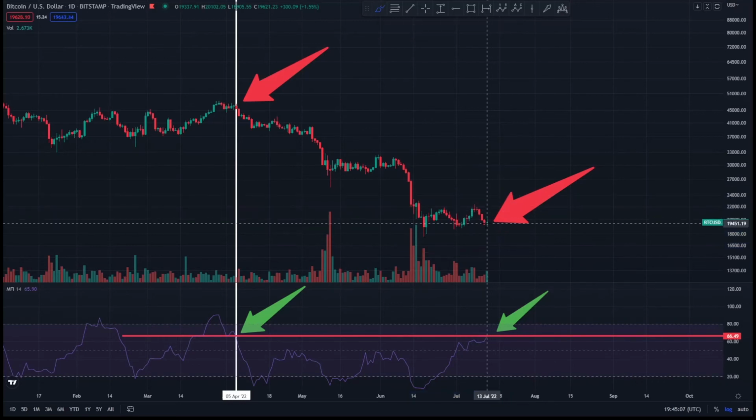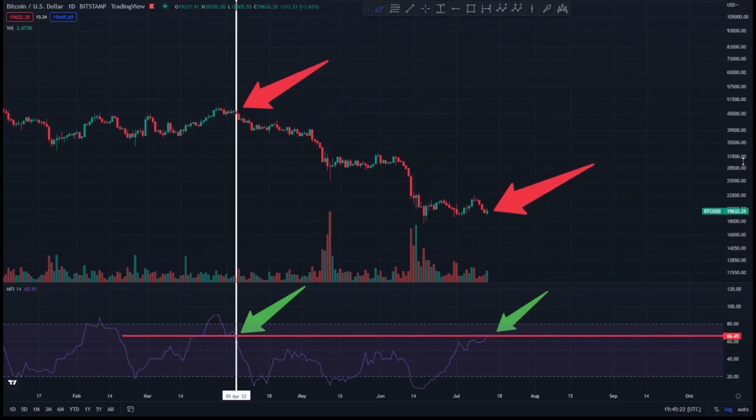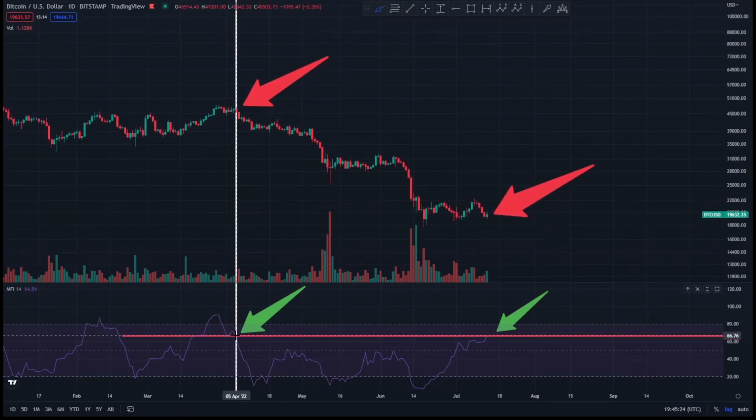And subsequently, in my opinion, it doesn't matter if we have a bounce up to 21,000. It doesn't matter if we start heading down now. In the next couple of days, in the next week at most, in my opinion, we're going to start cascading very, very quickly to the downside. And as you can see, the last time the money flow index was this overextended, it had a long way to go to the downside before we did bottom.